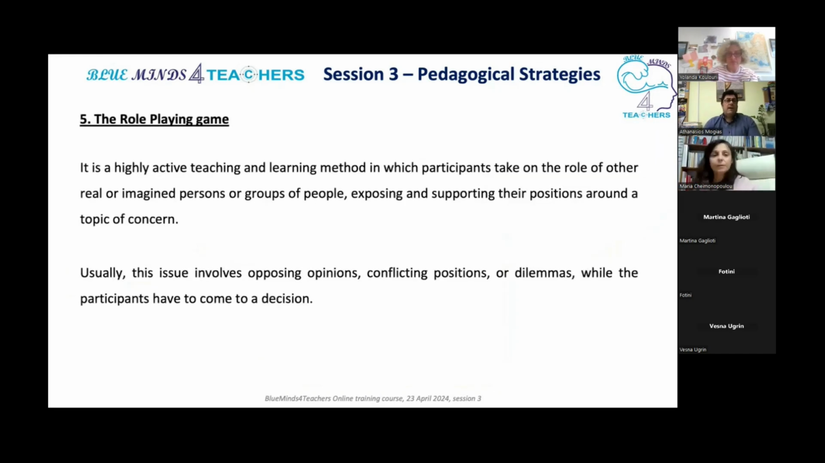Moving on to the role-playing game. This is something relatively new, I could say. It is an active teaching and learning method. The participants take on the role of other real or, again, imagined persons or groups of people, exposing and supporting their positions around a certain topic. Usually, this issue involves opposing opinions, conflicting positions or dilemmas, while the participants have to come to a certain decision.